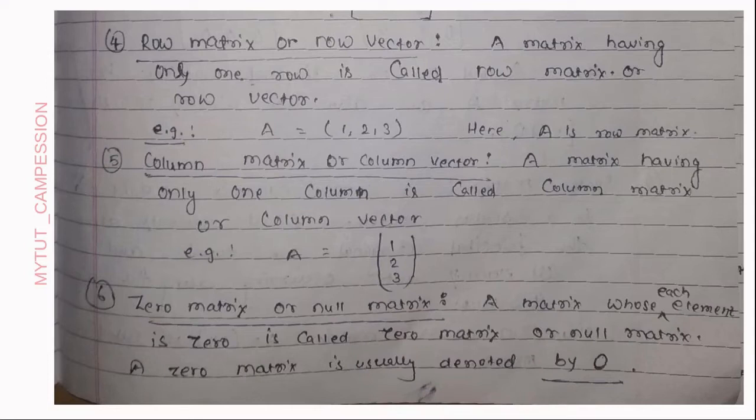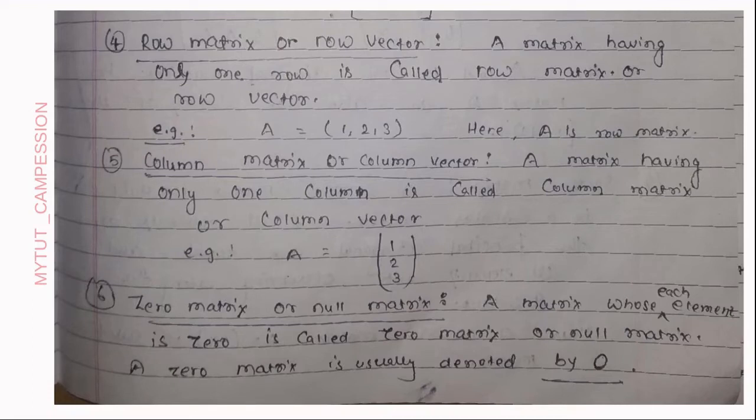Now we will discuss the column matrix or column vector. A column matrix is also known as a column vector. A matrix having only one column is called a column matrix or column vector, whereas a row matrix has one row. For example, A equals 1 2 3. Here the number of columns is 1 but the number of rows is 3. How many rows there are doesn't matter: 4, 5, 6, 7, 8, anything, but only one column.